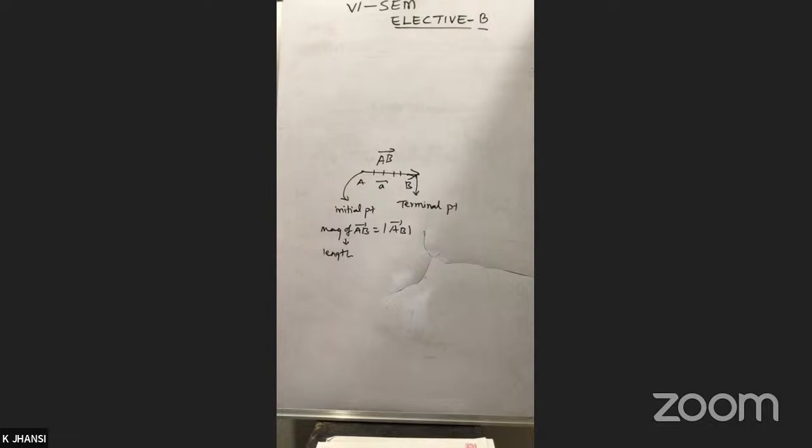Next, if you see co-initial vectors: co-initial vectors means vectors which have only one initial point. Whatever vectors we have, if they have a common initial point or the same initial point, we call those vectors co-initial vectors. This is vector A and this is vector B. So these are called co-initial vectors. Okay. So these are definitions you have in your textbook.